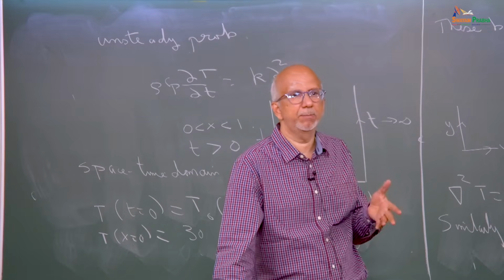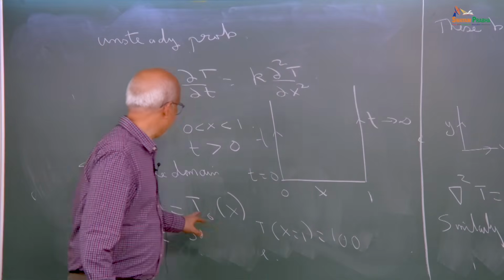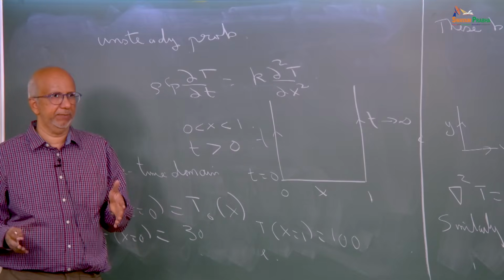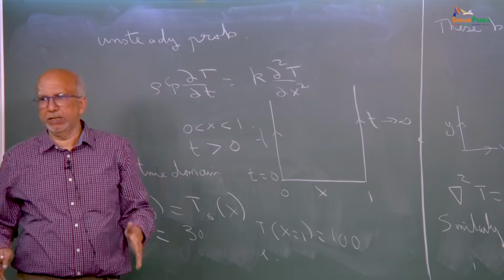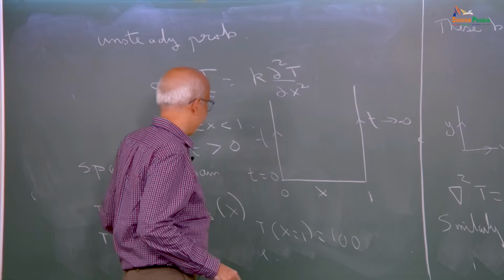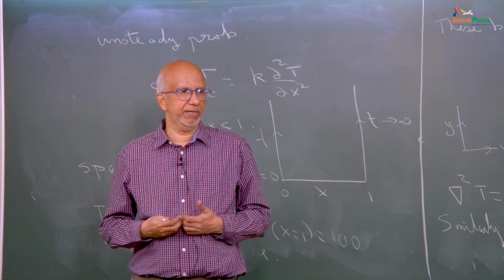Physically, what does this problem correspond to? I have a slab which has some temperature T naught of x at time t equal to 0, okay. T naught of x is the temperature. Suddenly I am putting it in a liquid, let us say, one side is at 30 degrees, another side is 100 degrees. So, there is going to be some heat transfer.